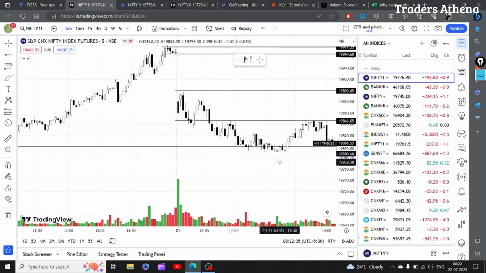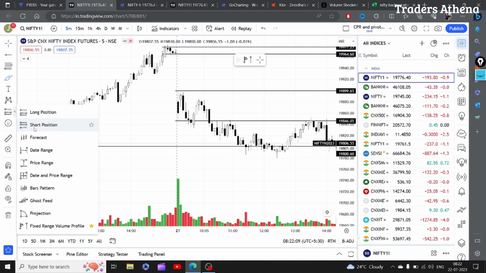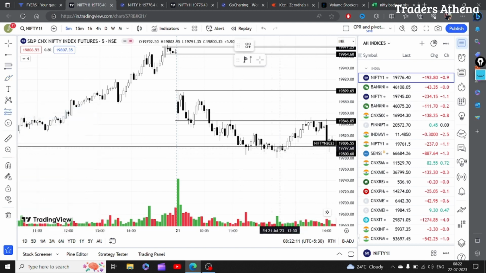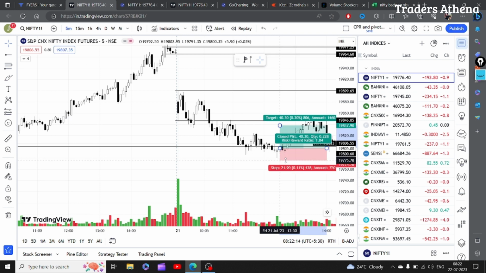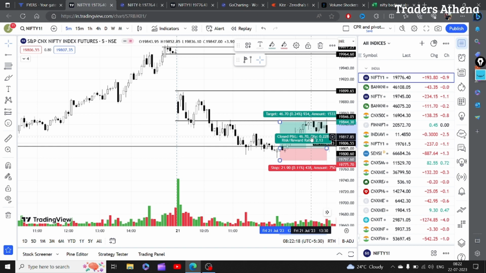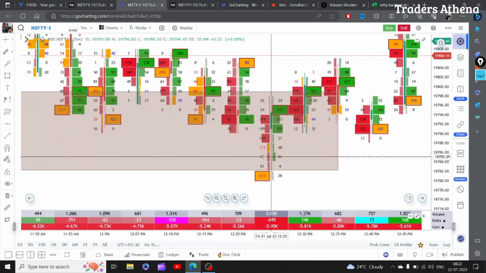So let's see whether it gives me the 1:2. Let's check that. Yes, I got 1:2 here, right? So it's an easy trade after seeing this GoCharting.